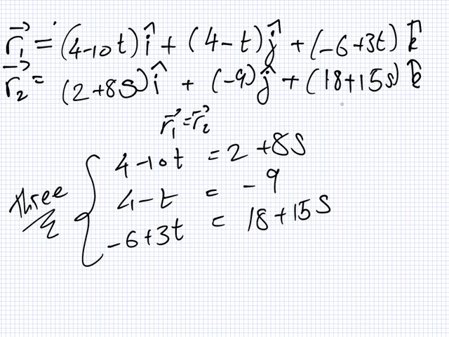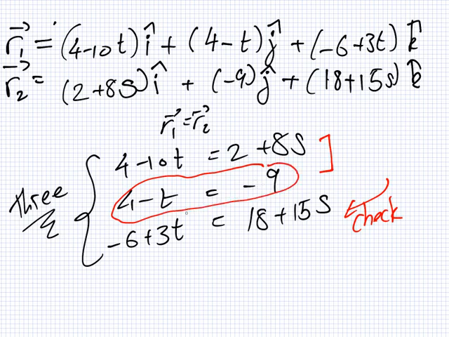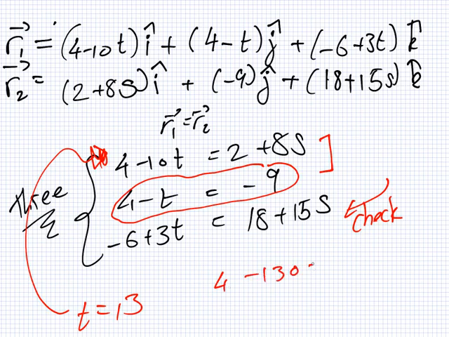So for example, I use the first 2 and then I keep the third one to check that S and T are correct. If it fails on the third equation, it means there is no intersection point. The reason I picked the first two is because from the second one I can easily get t. Minus t is 13, so t is minus 13. I can put that in here, and I get 4 minus 130 equals 2 plus 8s.